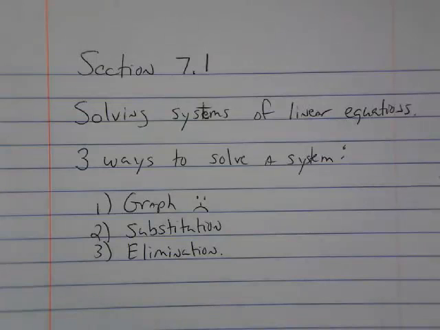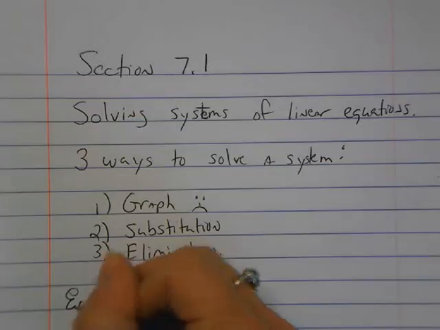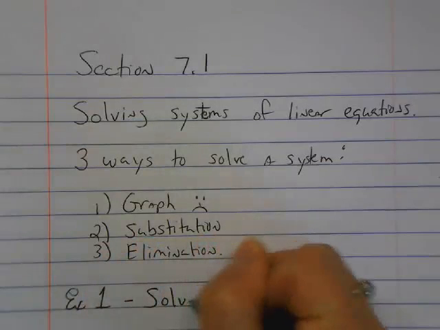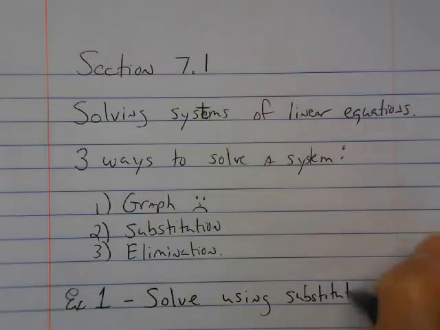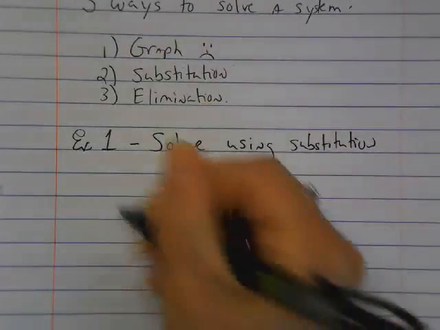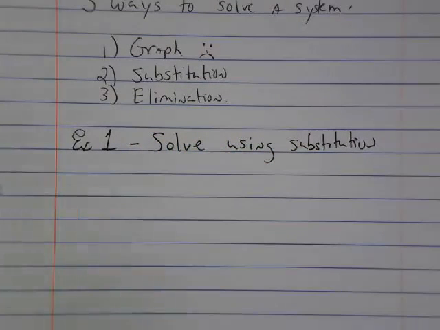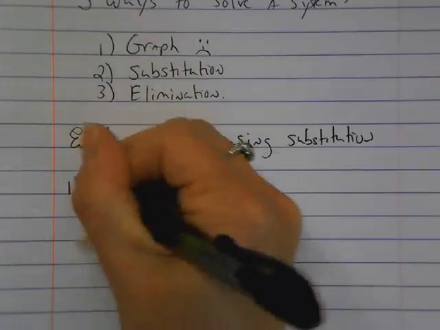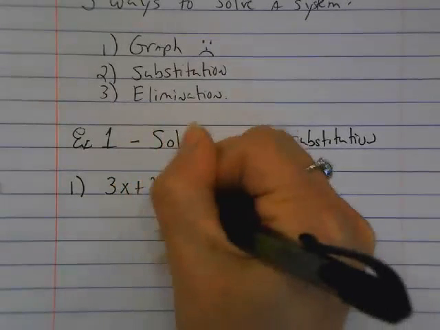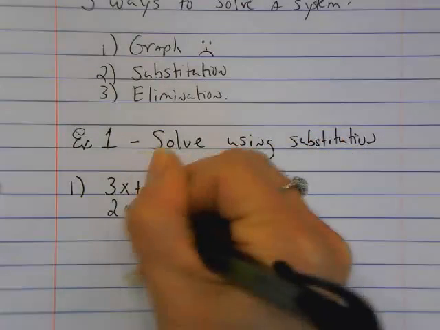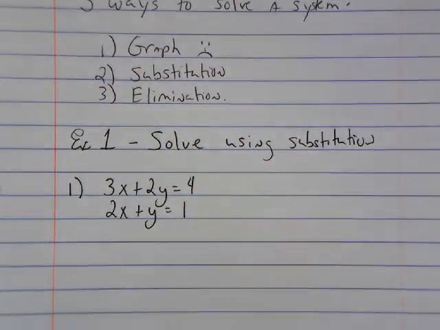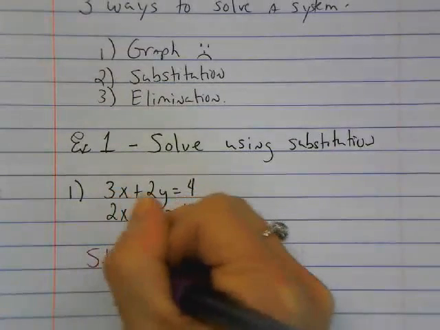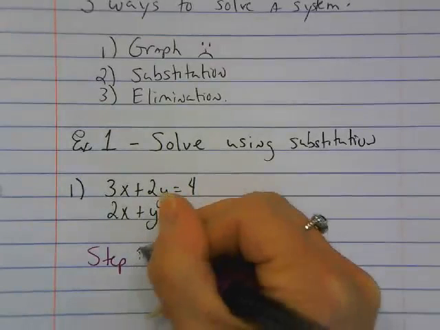Alrighty, here we go. So example 1, let's start off with substitution. So solve using substitution. Now, substitution was ideal when you automatically had a variable all by itself. Alright, so I have 3x plus 2y equals 4, 2x plus y is equal to 1. And I want you to find the value of x and y. Okay, so if we do this by substitution, step 1, isolate one variable.